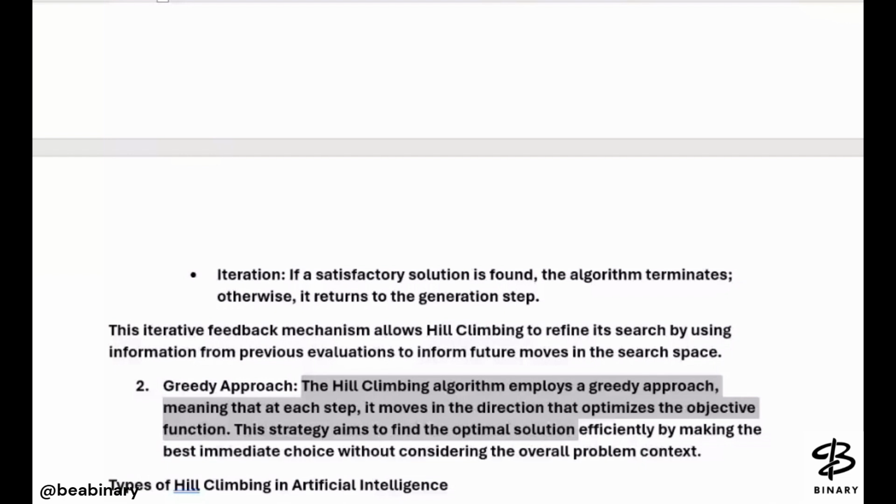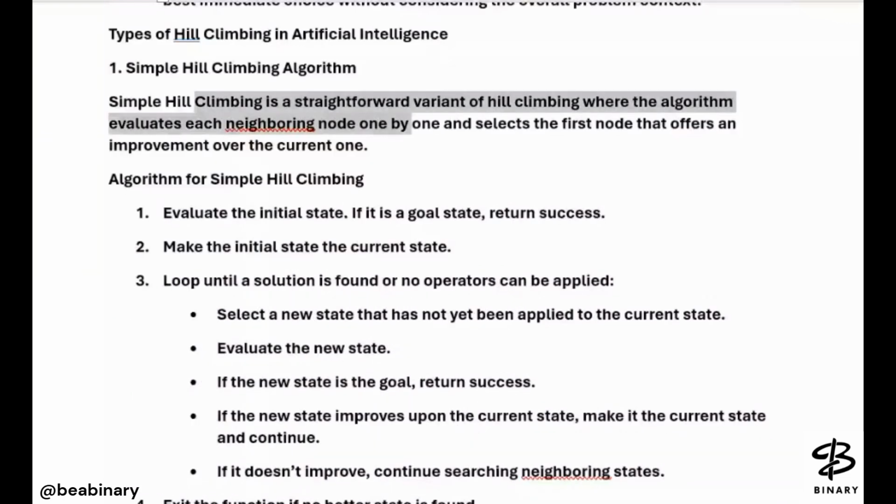So this strategy aims to find the optimal solution efficiently by making the best immediate choice without considering the overall problem context. Immediately, if it finds a neighboring state at a higher level, then it will choose the neighboring state, right? So, types of hill climbing. Simple hill climbing: what comes under simple hill climbing? Simple hill climbing is a straightforward variant of hill climbing where the algorithm evaluates each neighboring node one by one and selects the first node that offers an improvement over the current one.